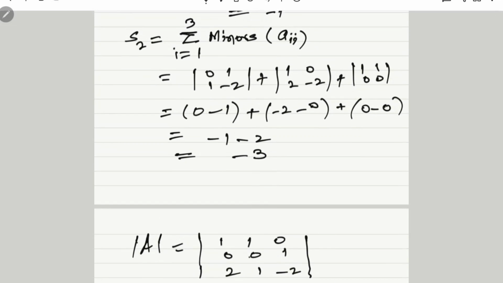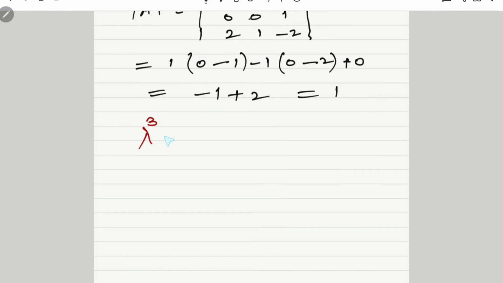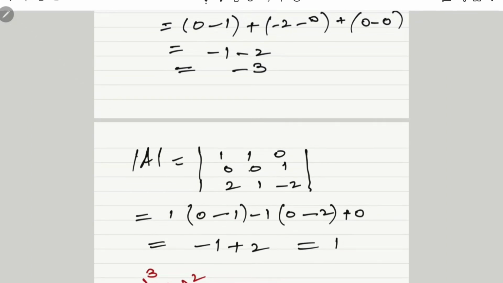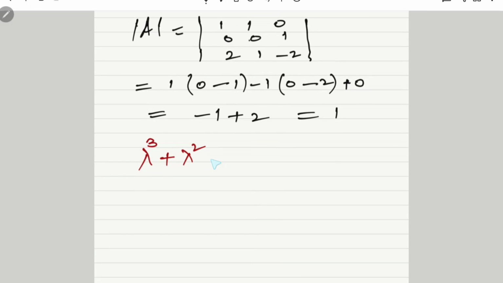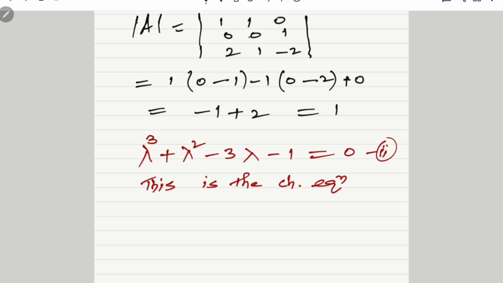Substituting in equation 1, we get lambda cube minus s1 lambda square. S1 is minus 1, minus and that minus becomes plus lambda square, plus s2 lambda, value of s2 is minus 3, and minus determinant, which is 1, is equal to 0, equation number 2. This is the characteristic equation of that matrix A.